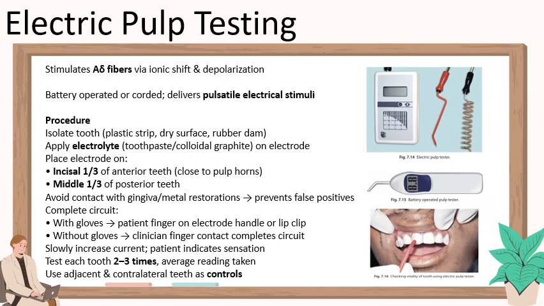Coming to electrical pulp testing, it stimulates the A delta fibers by passing a mild current through the tooth. For that, place the electrode on the incisal one third for anterior teeth, or else on the middle third of the posterior teeth. Avoid contact with the gingiva or metallic restorations to prevent false positive results. While useful, these results can be affected by the operator's technique, restorations, or the patient's anxiety.